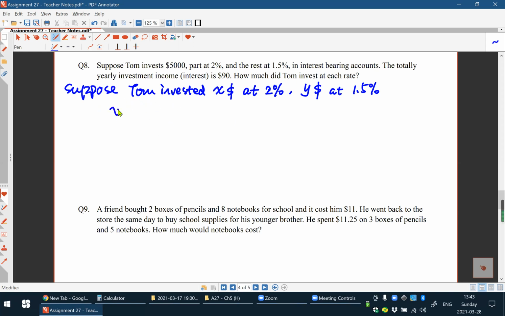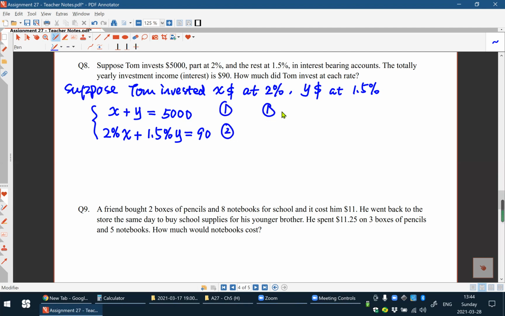First of all, we know that total investment X plus Y is $5,000, right? Second, we know that the total interest from these two parts is $90. So the interest from the 2% part, which is 2% of X, plus the income from the second part, which is 1.5% times Y, equals the total amount of interest, which is 90, right? Two variables, two equations, we should be able to find X and Y here.